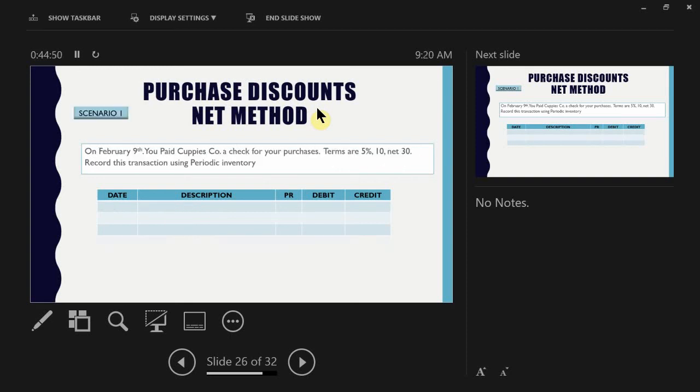So then let's go ahead and do scenario number 1. February 9th comes around and you decide to pay Cuppy's Co. for your total amount for your purchases. All right. Again, terms are 5%, 10, net 30. So how am I going to record this actual transaction right here? How am I going to record this payment? Accounts payable. And how did I pay with it? Checking. Now, let's go ahead and talk about how much are you actually paying?